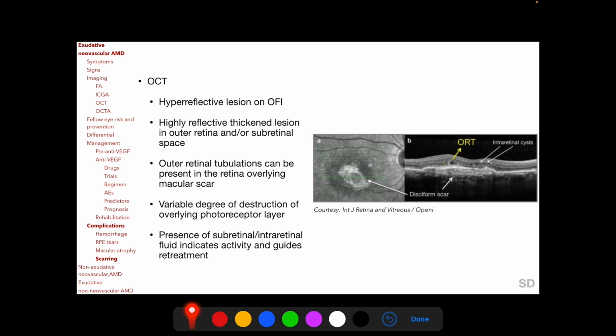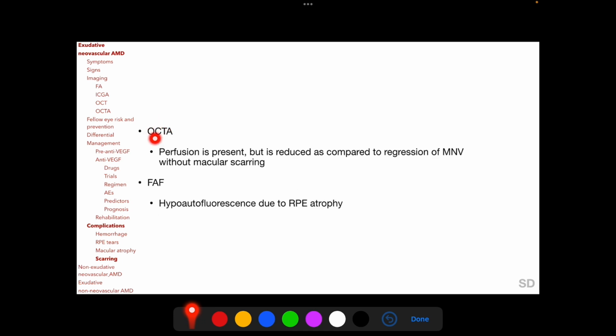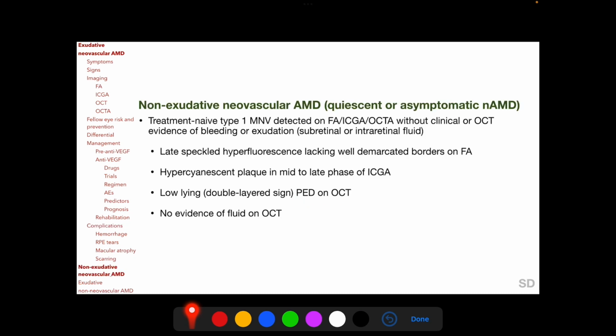In an eye with disciform scarring, usually intraretinal and subretinal fluid is not found, and persistence of subretinal or intraretinal fluid indicates activity and guides retreatment. OCTA shows that some perfusion is present in a macular scar, but it is much less as compared to regression of MNV without macular scarring. And fundus autofluorescence shows a hypoautofluorescence area in the region of macular scarring due to RPE atrophy.